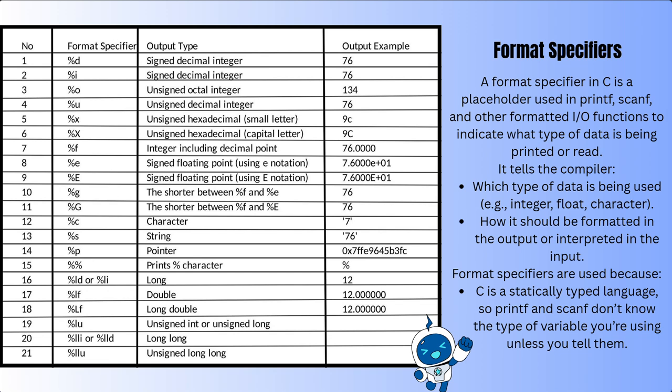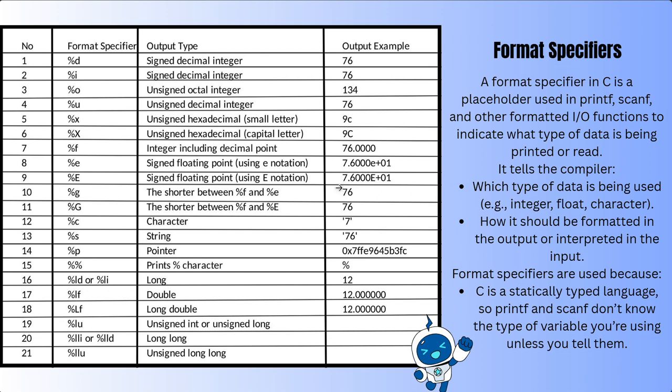Format specifiers are used because C is a statically typed language. So printf and scanf don't know the type of variables you're using unless you tell them. You need to tell the C compiler what kind of values you are entering from the keyboard. The keyboard is used as stdin, standard input. Since you're giving the values as input from the keyboard, it is called standard input. Since you're entering the values, you need to make the compiler aware of what kind of values you are entering, so we have to specify the format of the values. That's why it is called a format specifier.